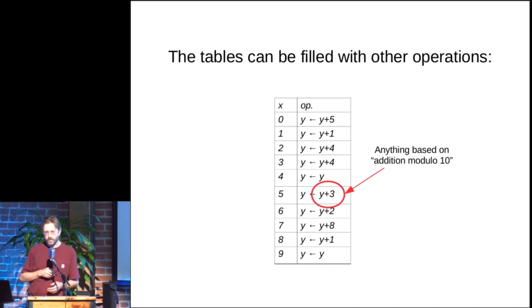But the tables could be filled with all kinds of other operations. We could just sort of randomly fill it with other addition modulo 10, y plus 3, y plus 8, whatever we want. We won't build up addition modulo 100 that way. We'll build something else that's crazy. But just think of all of those possibilities for a minute.